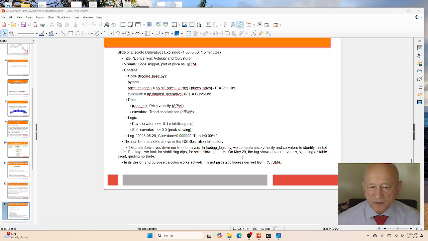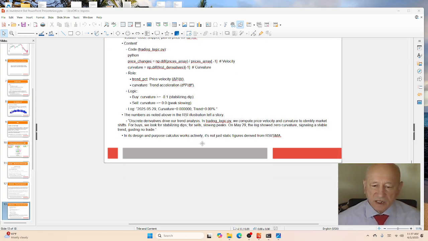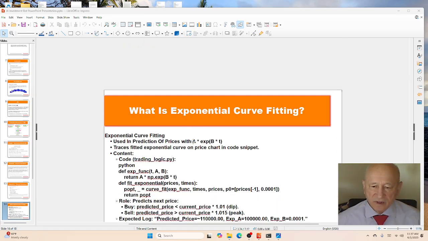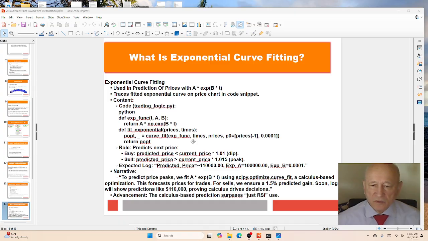So it can help us to measure the market curves and predict the ideal low point for making a trade buy and the ideal high point for making a trade sell. In its design and purpose, calculus works actively. It's not just a static figure derived from RSI or SMA. It's a significant improvement.